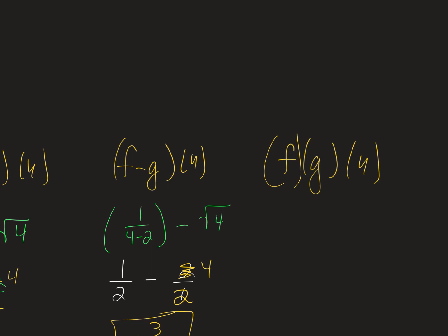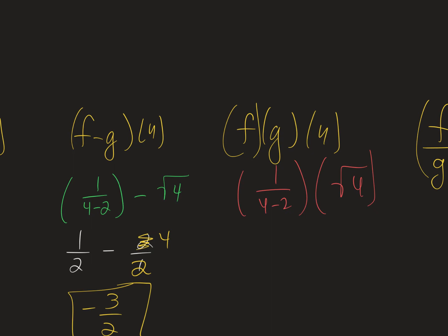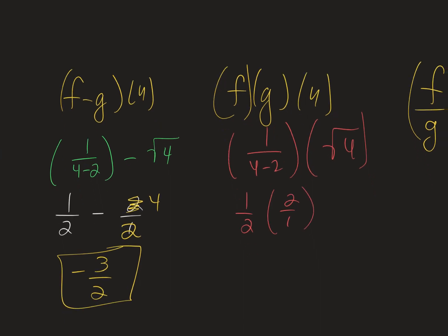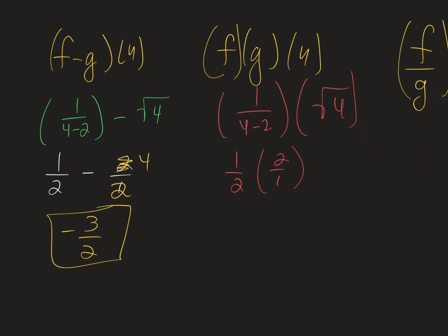I have my F function, do a different color. So I have 1 over 4 minus 2 times the square root of 4. So as we simplify this, 1 over 2 times, what's the square root of 4? So 2 over 1, right? What's 1/2 times 2? Just the whole number 1. Good.